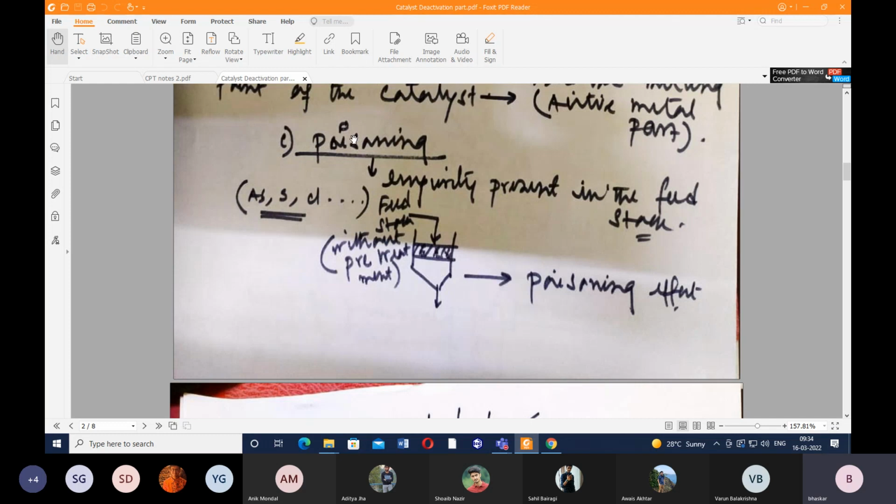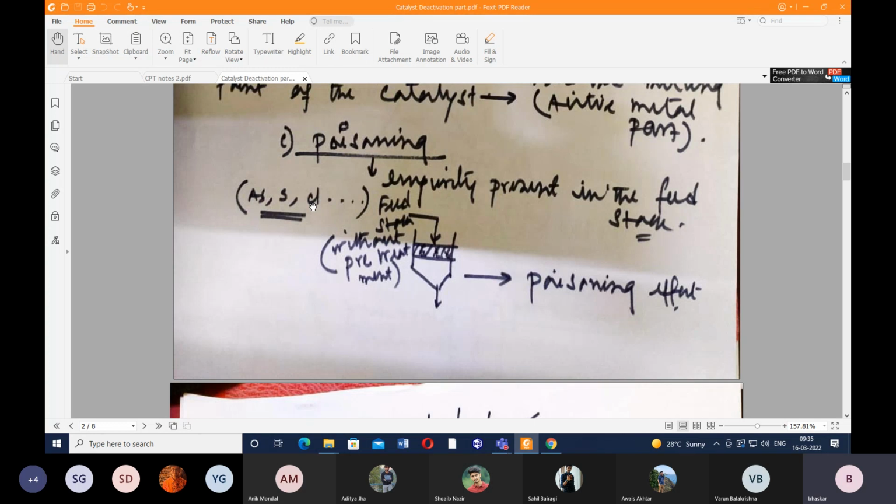So in order to avoid the poisoning effect, what we need to do is, first of all, whatever feedstock we obtain from various industries, that has to be passed through a pre-treater for the pre-treatment purpose, and the feedstock that comes out, that means the effluent that comes out from the pre-treater unit, that should be our main feedstock. Okay, not the raw feedstock that we obtain from various industries. So there has to be one filter in between whatever feedstock we obtain from the industry and whatever feedstock we are feeding to a reactor system.